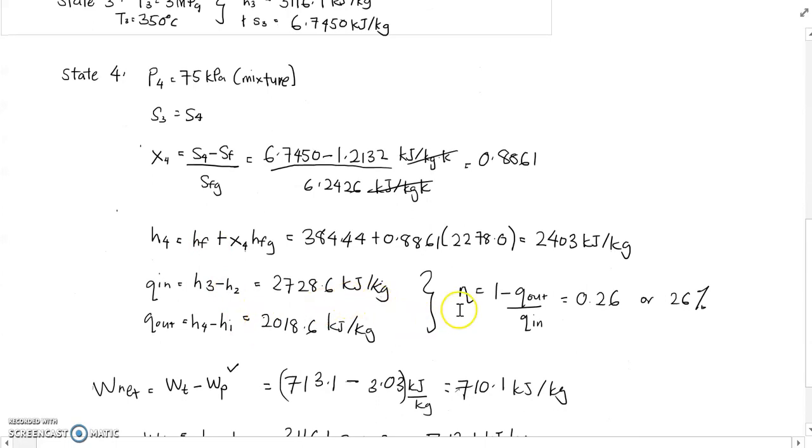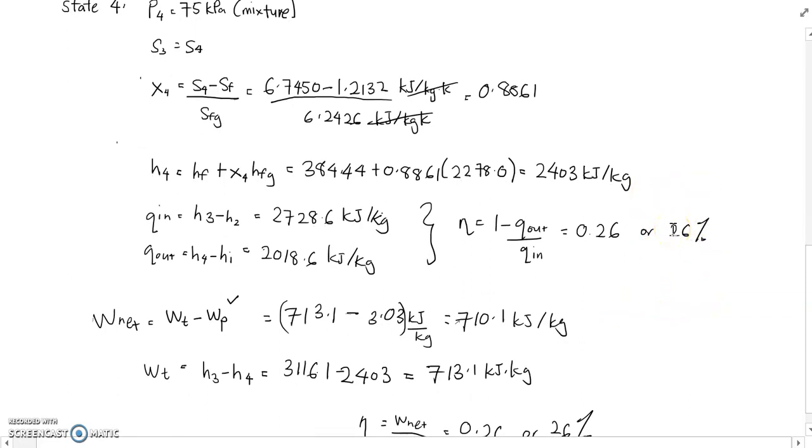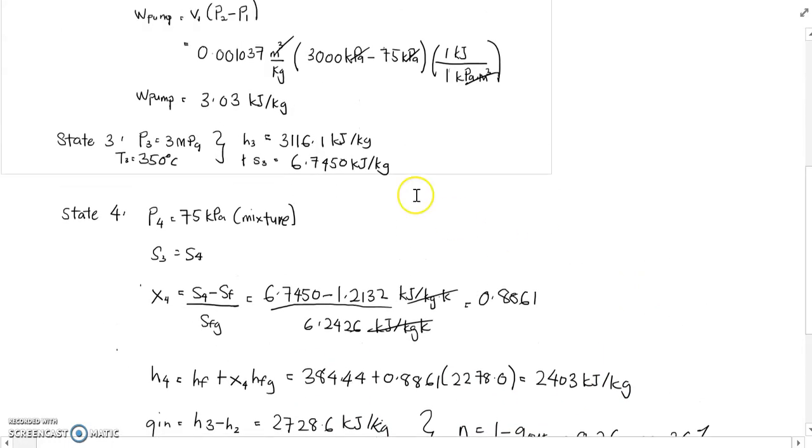With that information, you can calculate the thermal efficiency, where eta equals 1 minus Q out over Q in. So just plug in your values. Q out 2018.6 divided by 2728.6, then 1 minus that ratio, so you will get 0.26 or 26%. So your thermal efficiency is 26%. This is one method to calculate thermal efficiency.